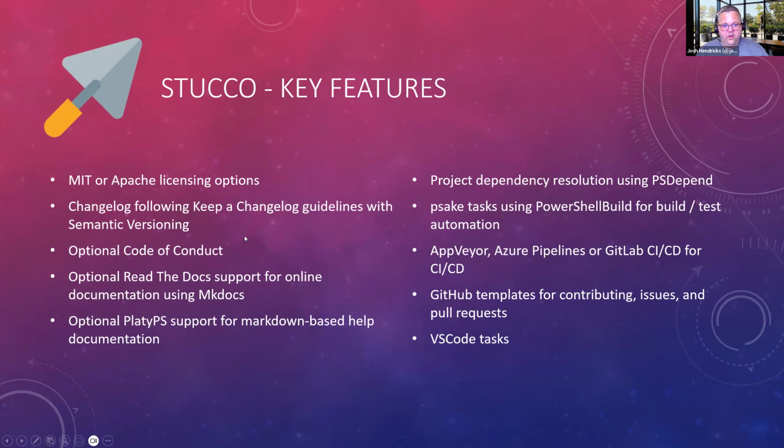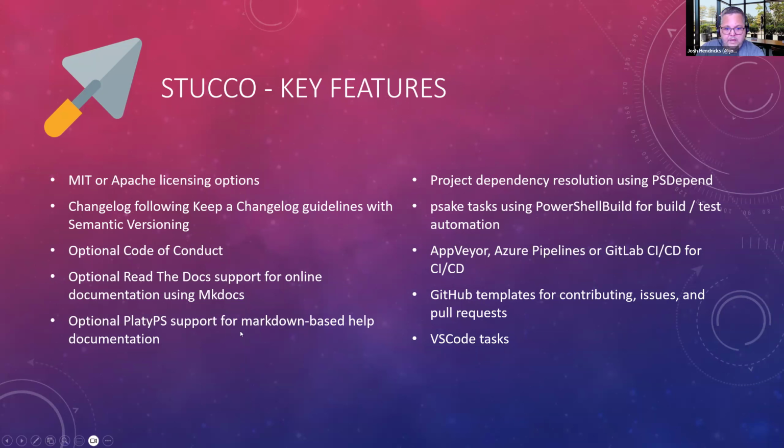So it has a change log with a specific formatting that's enforced by Pester tests. It's got some community-focused stuff like a code of conduct, and it has documentation support using mkdocs, which lets you produce documentation using Markdown format. So you can generate a website and host it on GitHub Pages, for example. And it's all built into the build script that it produces.